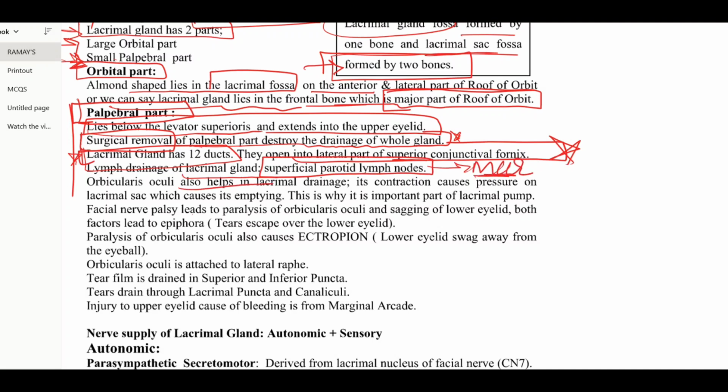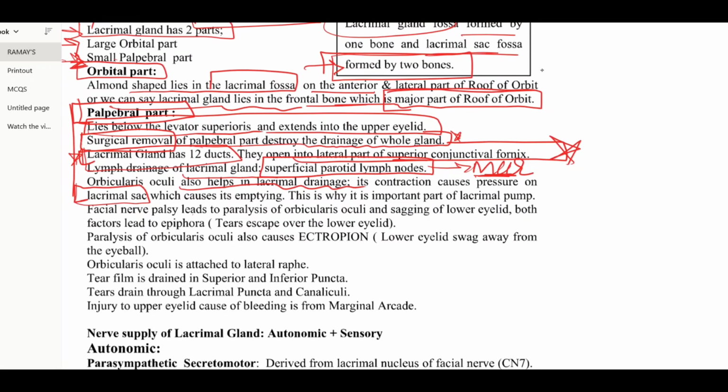Orbicularis oculi muscle helps in the lacrimal drainage. Its contraction causes pressure on the lacrimal sac. We know that all the tears are collected into the lacrimal sac. So when there is contraction, it causes its emptying, and this contraction is done by the orbicularis oculi muscle. This is why this muscle is an important part of the lacrimal pump. Important part of the lacrimal pump is orbicularis oculi.